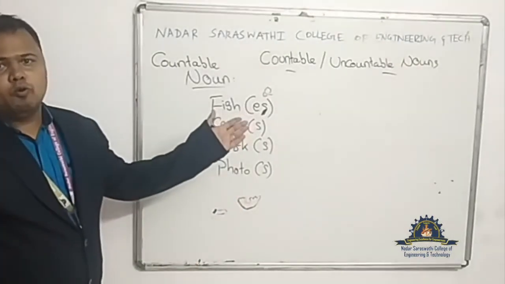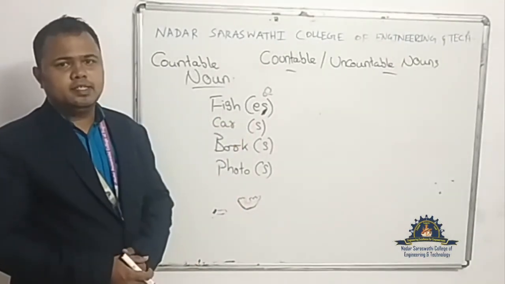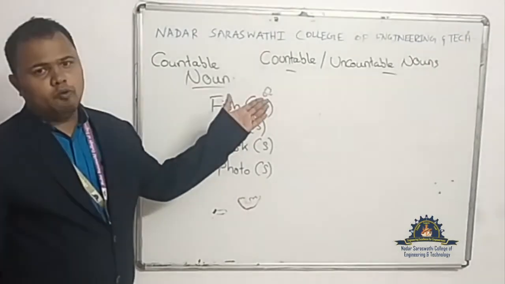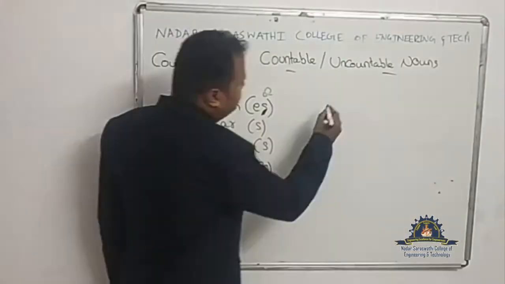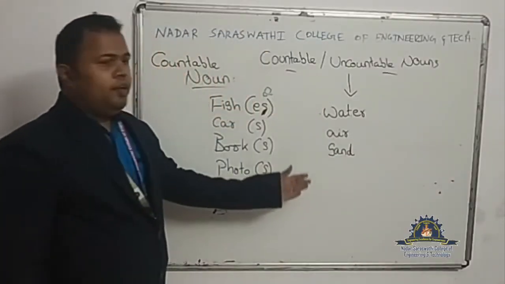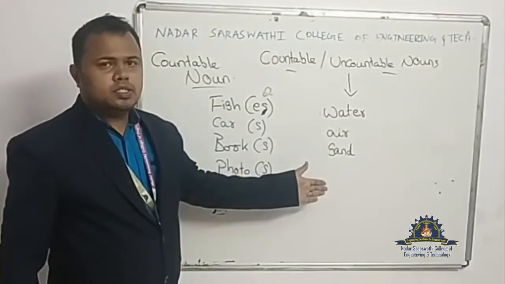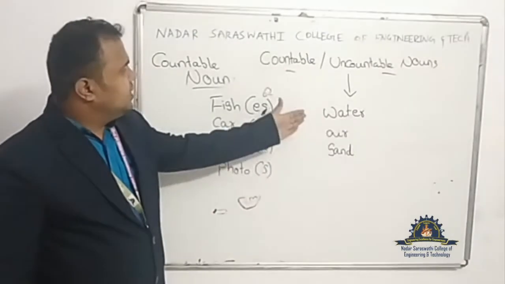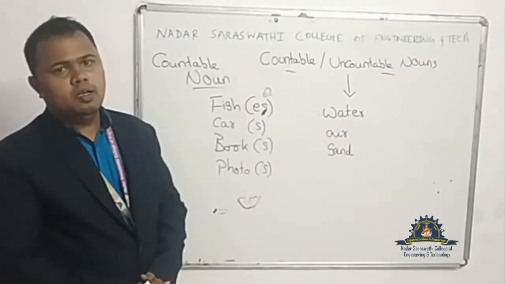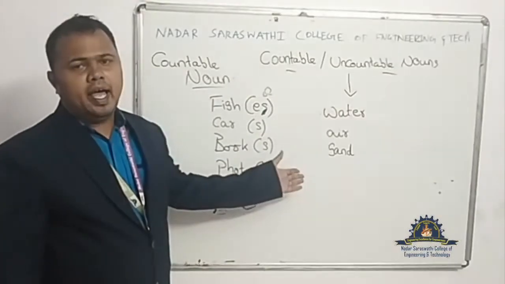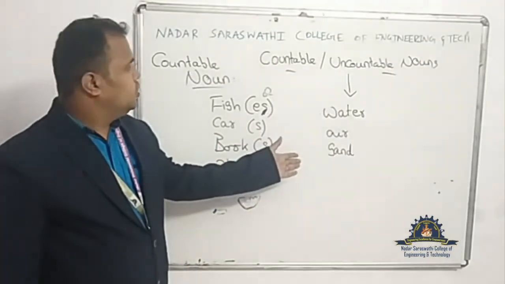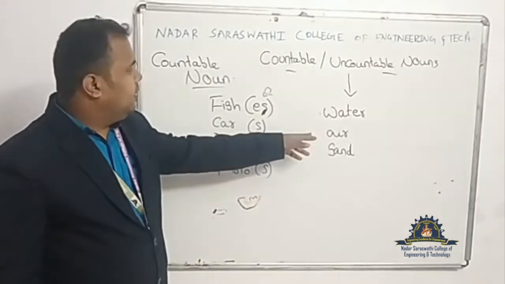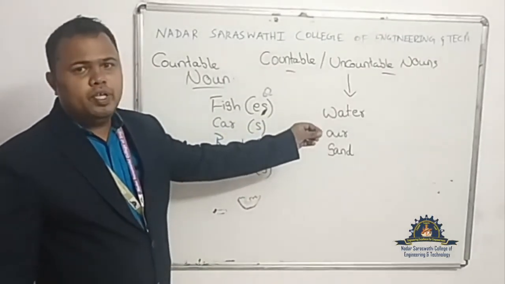Then what is an uncountable noun? If the subject cannot be counted with numbers, it is called an uncountable noun. For example, here I have listed out a few words: water, air and sand. These words will come under uncountable noun. These words do not have any plural form, so they will come under the uncountable noun, and these three words may not be counted with numbers.